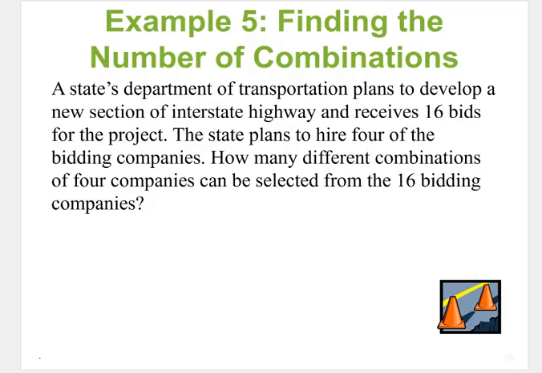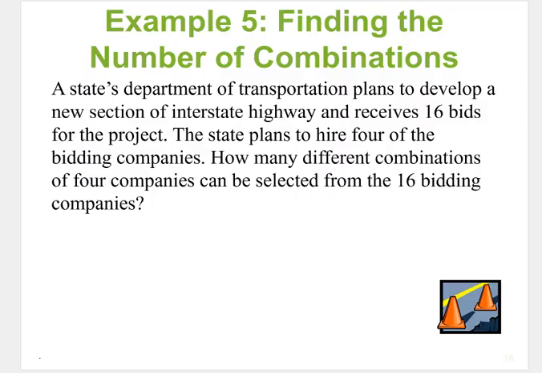All right, so a State Department of Transportation plans to develop a new section of interstate highway and receives 16 bids for the project. The state plans to hire 4 of the bidding companies. How many different combinations of 4 companies can be selected from the 16? So again, there's no specific order, it's just we need to get 4 of them on there. We don't care who's 1, 2, 3, and 4.